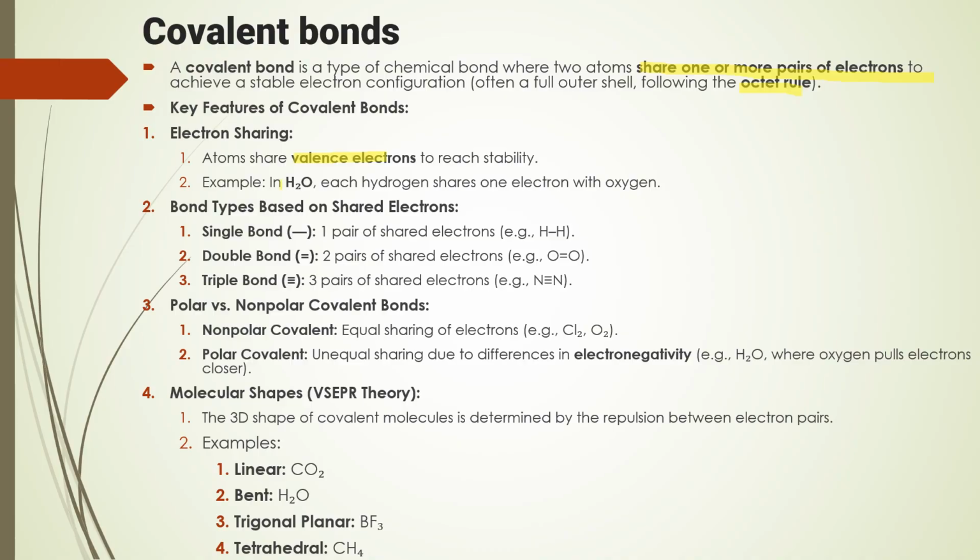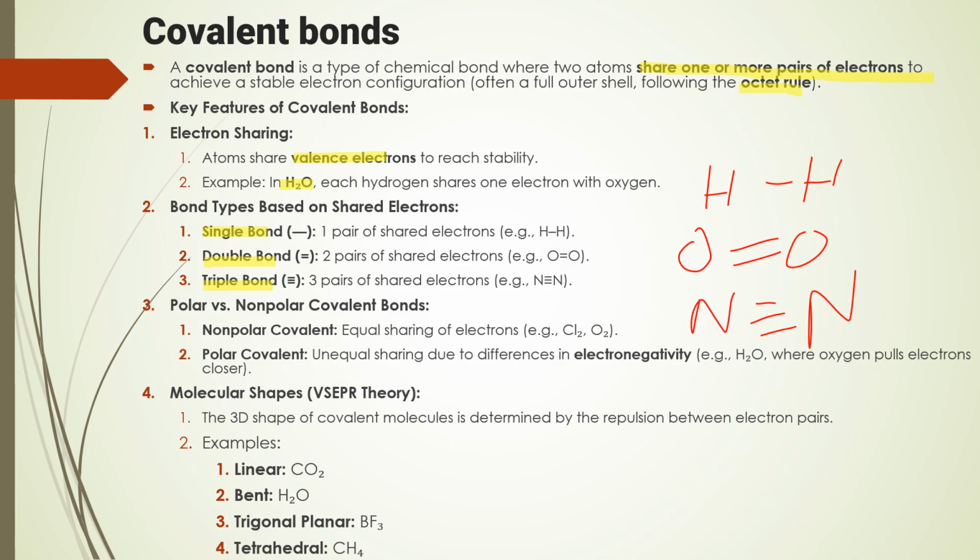For example, H2O, each hydrogen atom shares one electron with oxygen. Now there are three types of covalent bond: single, double, and triple. A single covalent bond means one pair of electrons is shared, for example H-H. In case of O=O, this is called a double covalent bond, and N≡N is known as a triple covalent bond.